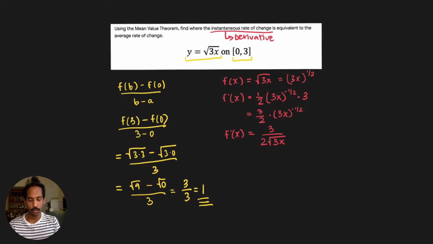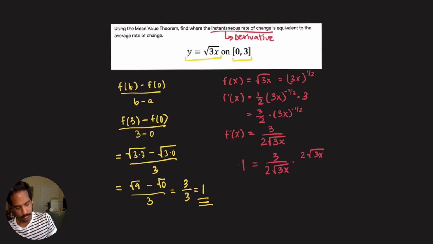And so we need to find, when is that going to be equal to 1? So we say 1 equals 3 over 2 root 3x. I'm going to multiply both sides by 2 root 3x so I can get rid of that denominator. And so we get 2 root 3x equals 3.